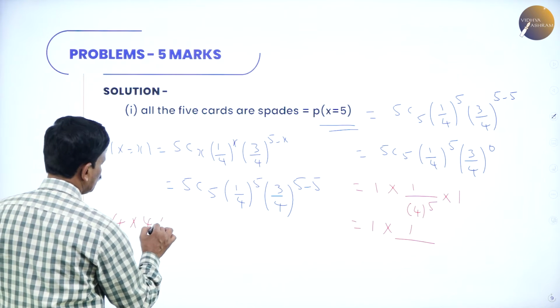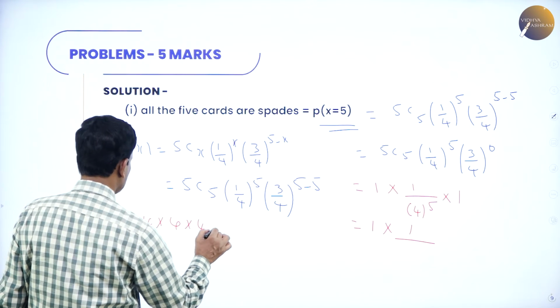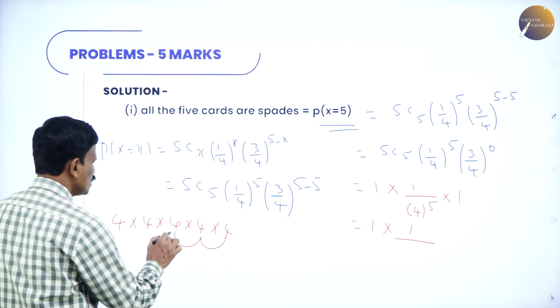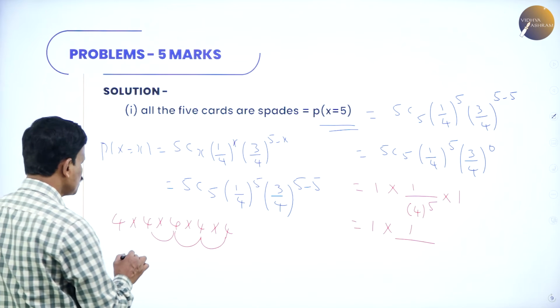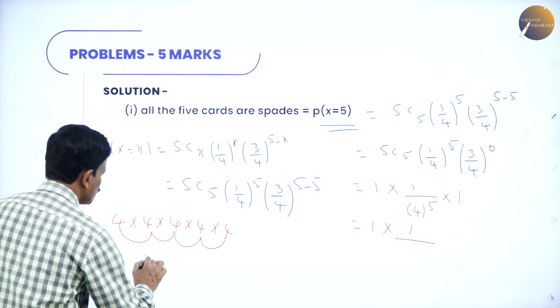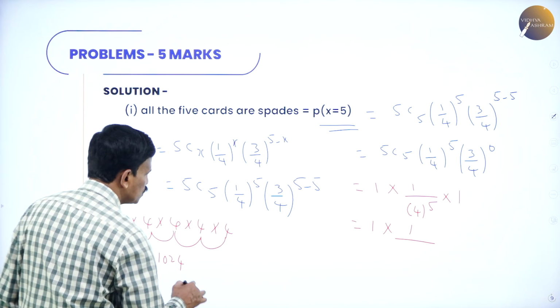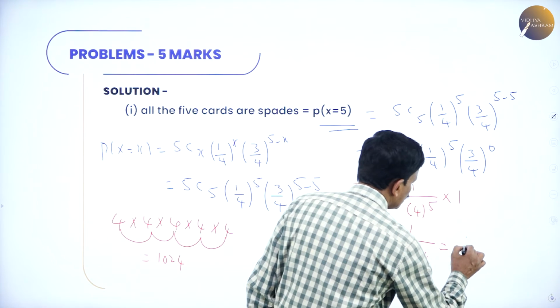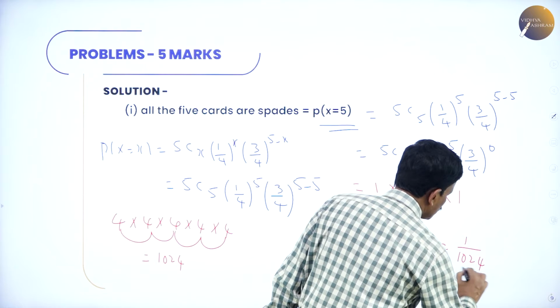4 into 4 into 4 into 4 into 4. 4 4s are 16, 16 4s are 64. 64 into 4 is 256. 256 into 4 is 1024. So this is 1 divided by 1024.